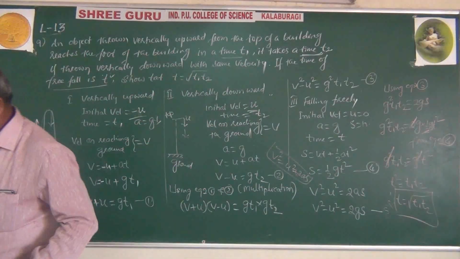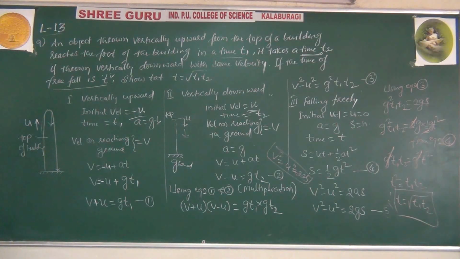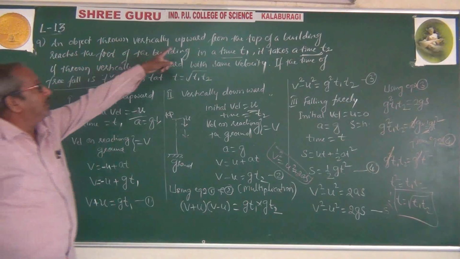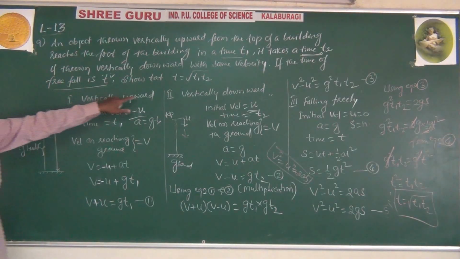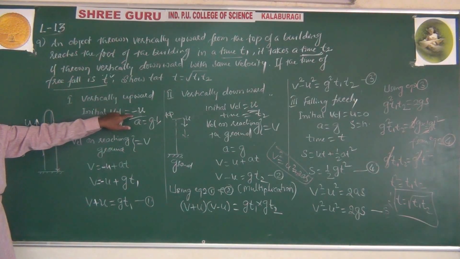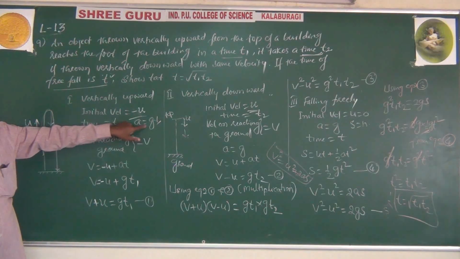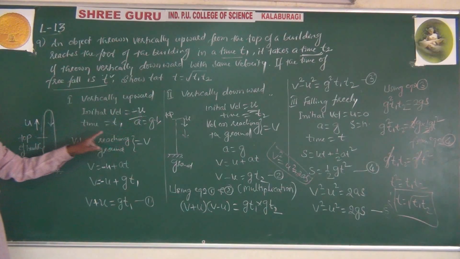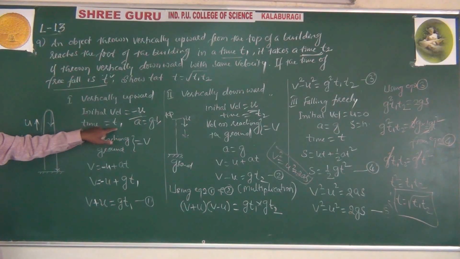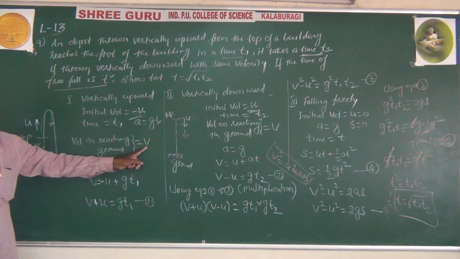What they ask is this equation. Is it clear? If you want, just better to see here. An object is thrown vertically upward from the top of a building. This is the first case, thrown vertically upward. Initial velocity is upward and acceleration due to gravity is downward. So if this we have taken as positive, this should be negative. So initial velocity equals minus u, time taken t1, a equals g, and velocity on reaching the ground is v.